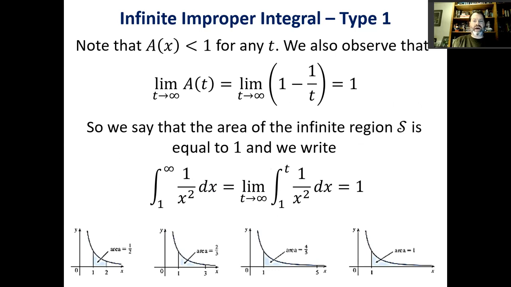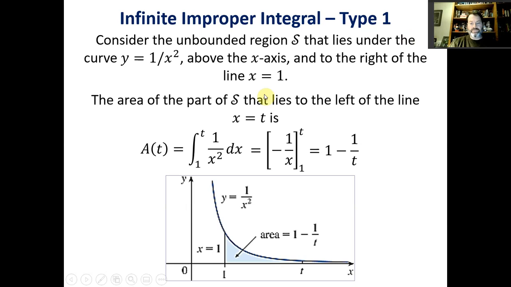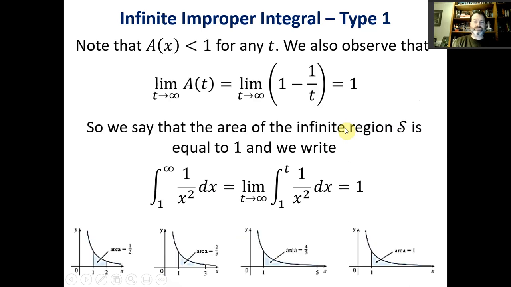And notice that as you move to the right from x equals 1, the area under the curve has to be less than 1. So if you forgot, just go back and look. This area has to be less than 1, right? Because t can't be negative. So this thing can at most be 1. We also observe that the limit, as t goes to infinity, is the limit of this. Well, if you plug in infinity here, this is 0, so you just get 1 minus 0, which is 1.